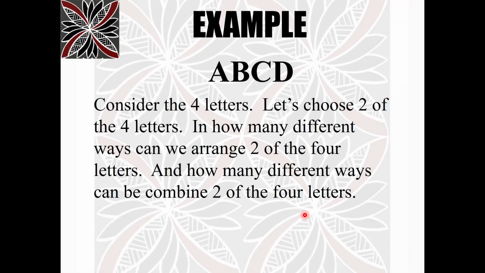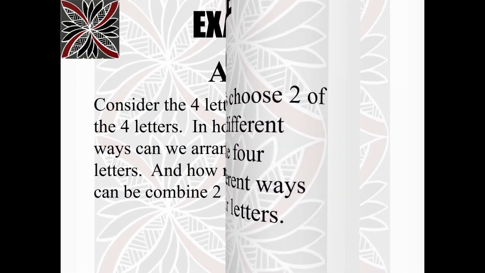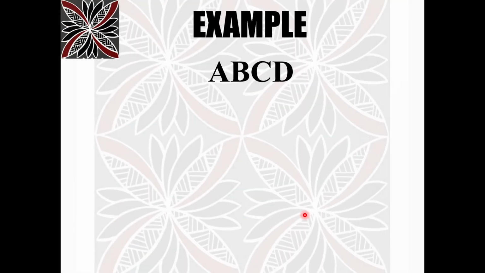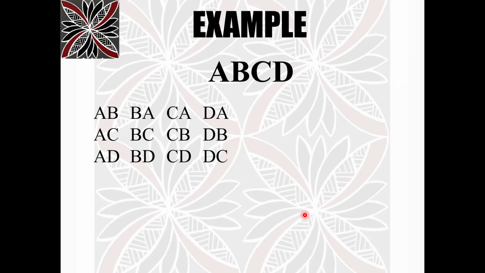Okay, another example. Consider the four letters. Let's choose two of the four letters. In how many different ways can we arrange two of the four letters? And how many different ways can we combine two of the four letters? So we have A, B, C, D. A, B; A, C; A, D; B, A; B, C; B, D; C, A; C, B; and so on.